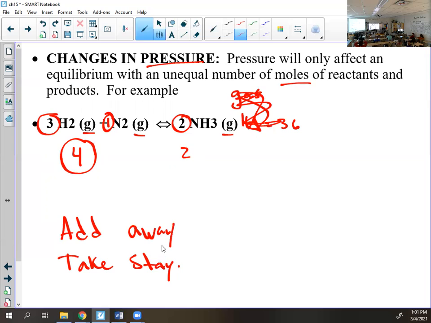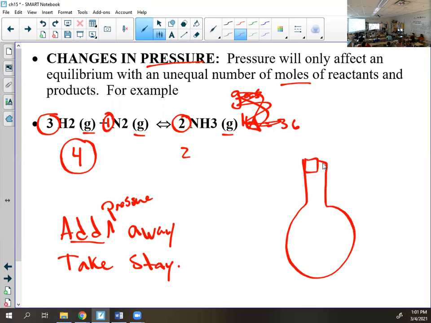If this system's at equilibrium and I add pressure, so once again, this is in a sealed vessel. That's my cork. All right, here's my flask. Well, it's built weird, and I have all this stuff in here. If somehow I can push a piston down, and I increase the pressure on the inside of this.